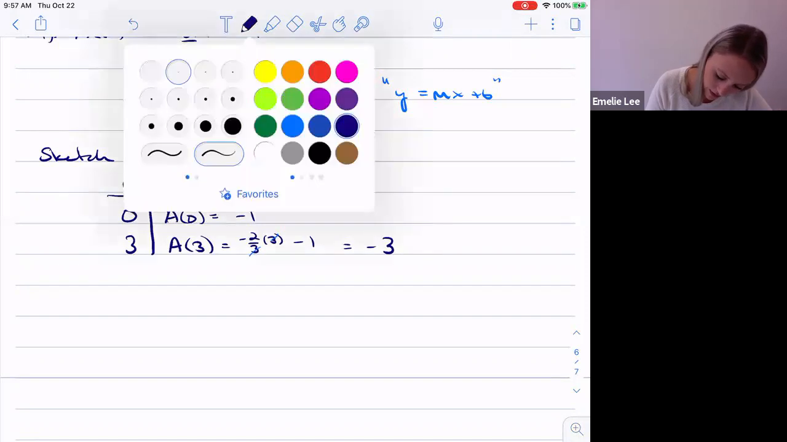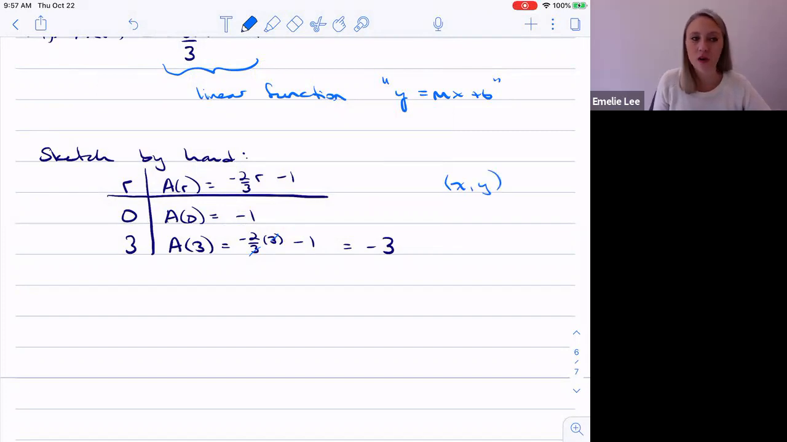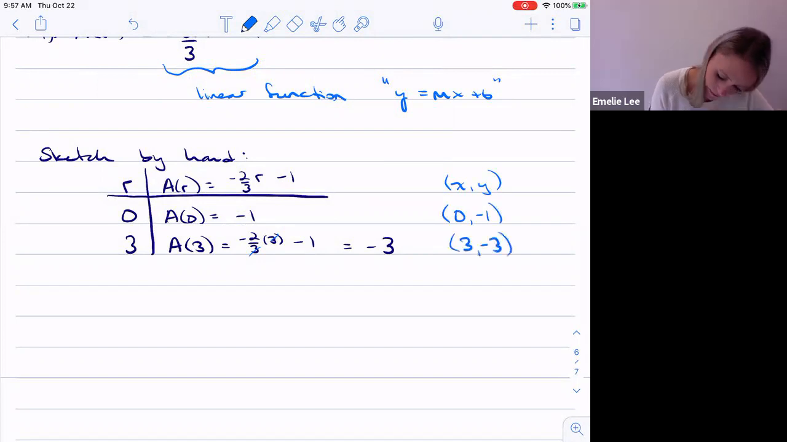So my points here, my x, y coordinates, even though it's R, A of R, on the graph, I'm going to put them on the x and the y axis. And so I've got 0, negative 1, and 3, negative 3.